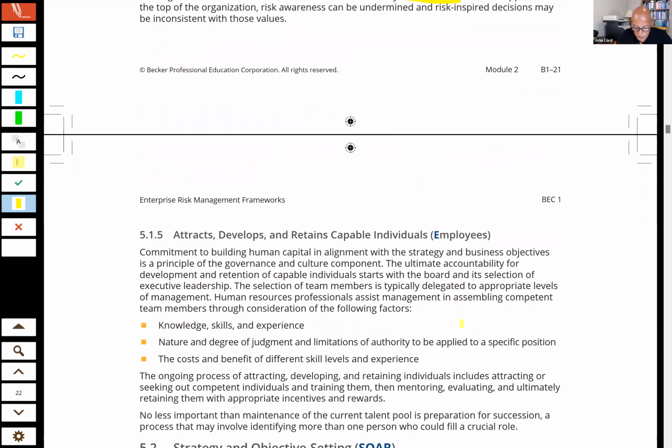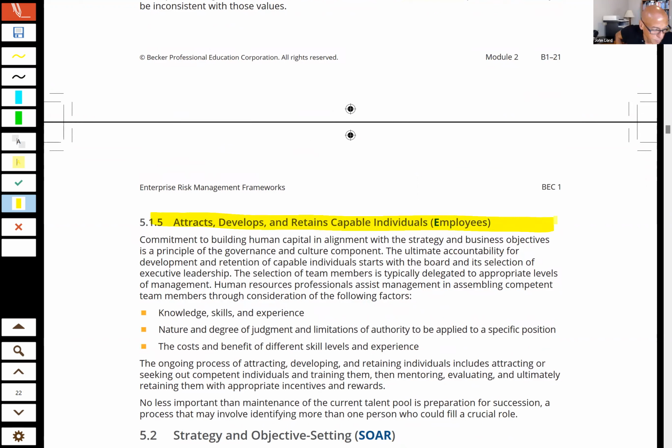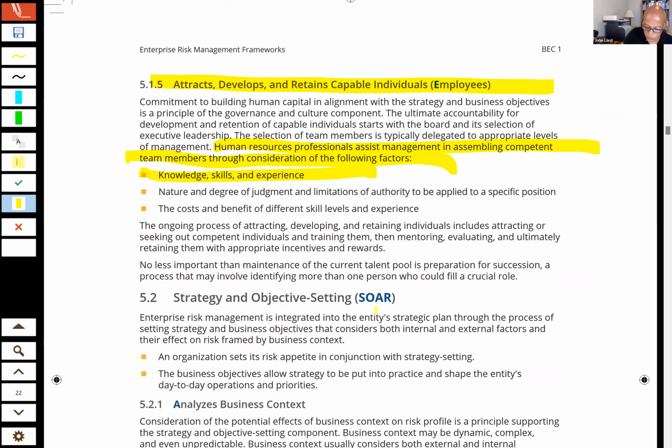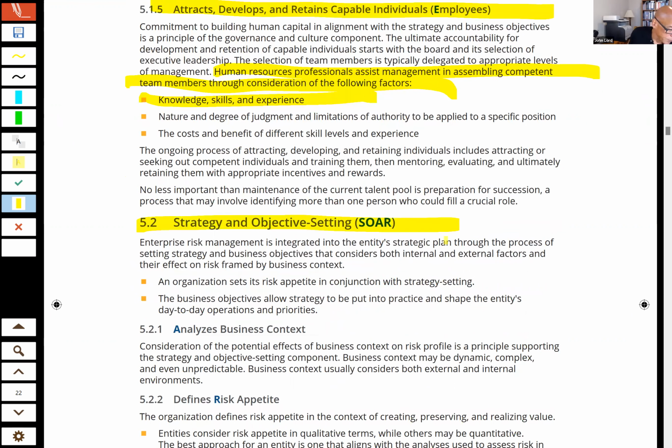Okay. Now, when we take a look, we're going to attract and develop and retain employees in the human resources department, okay? Human resources professionals, whether it's an internal department or outsourced somehow, should have consideration of the knowledge, skills, abilities, and experience. And basically, are we bringing in individuals that have the culture, the elements we're looking for, that will fit into the organizational culture. Strategy and objective setting. And again, I've asked you to flashcard the principles under this, but let's take a look at a high level. We will have strategy setting and business objectives, consider both internal and external factors, their effect on the risk framed by our business context. And an organization sets its risk appetite in conjunction with the risk setting.